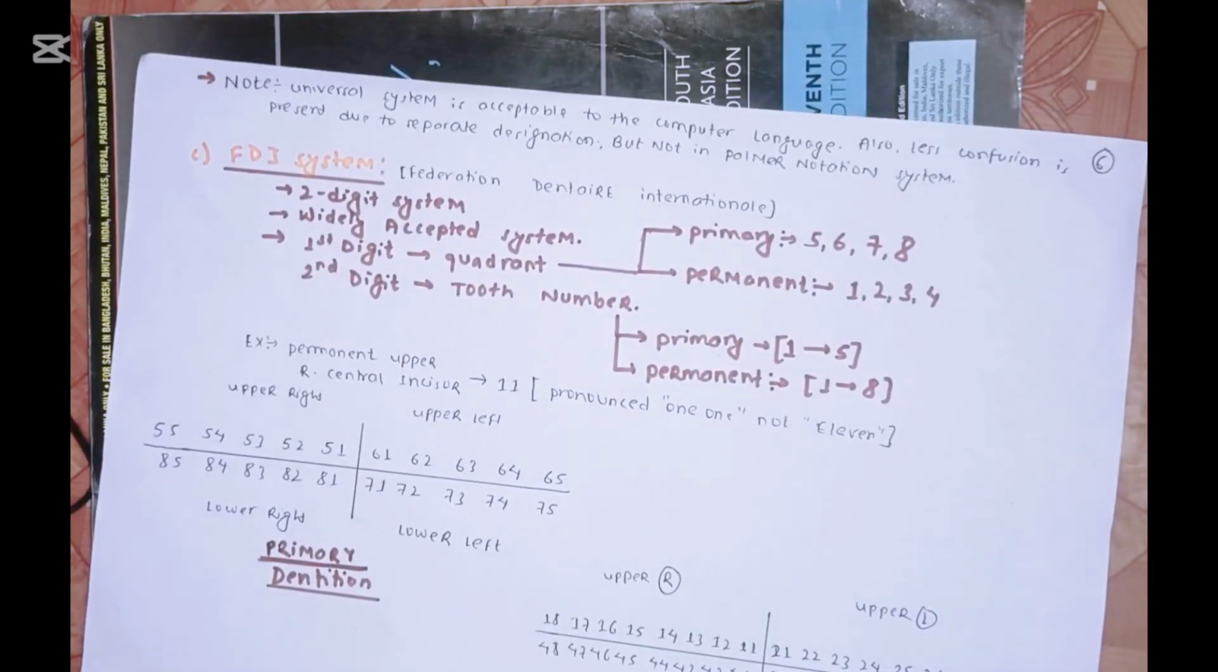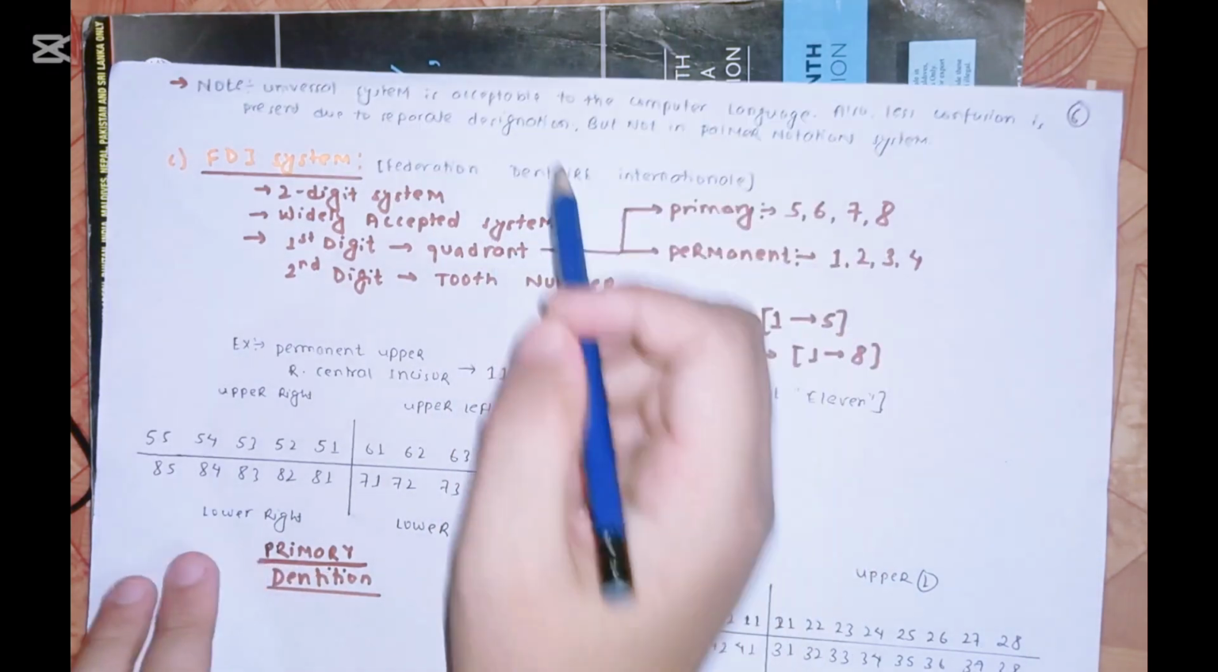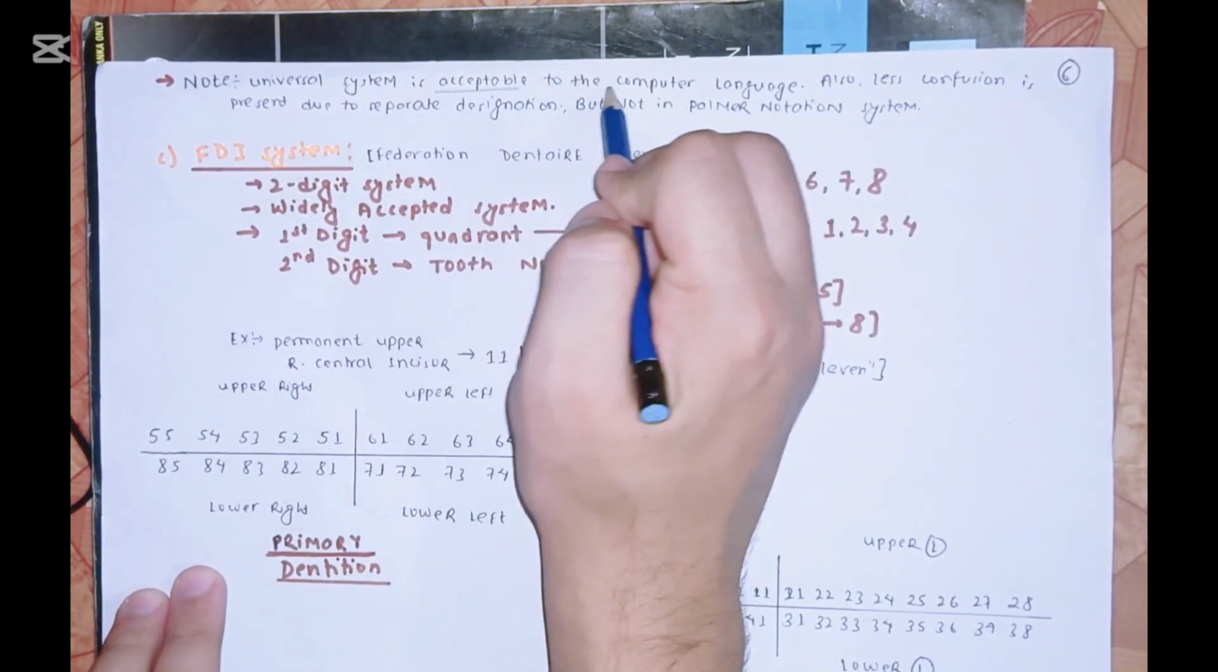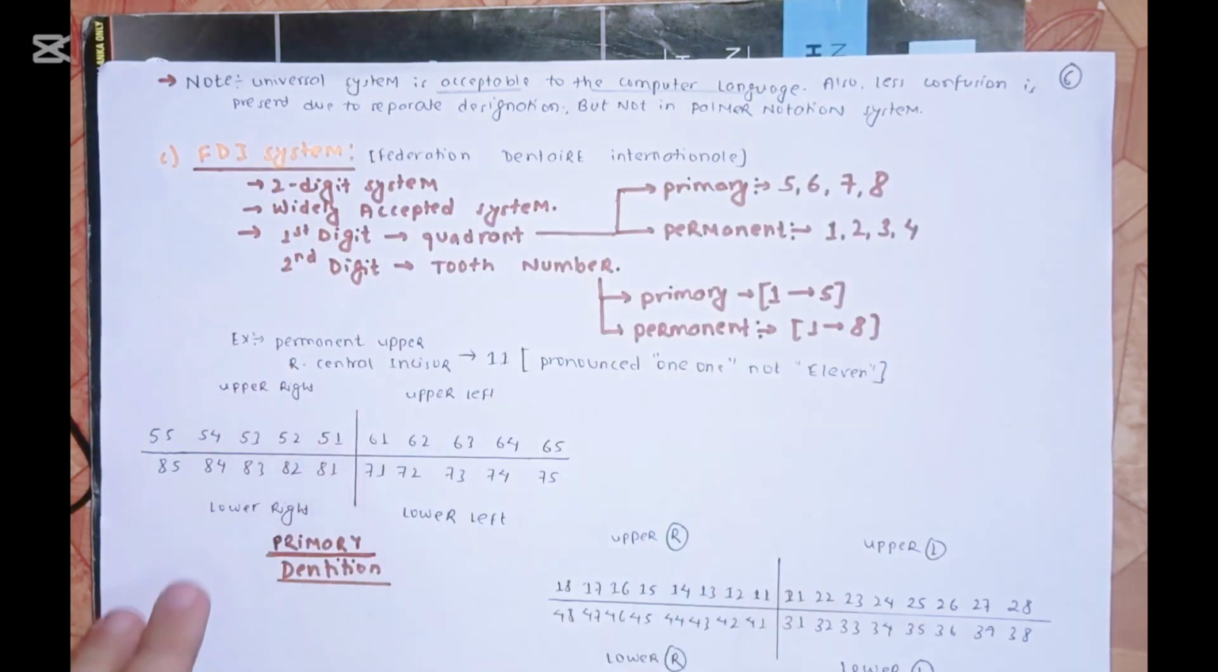Now one note for you all: the universal notation system is acceptable to the computer, to computer language. Also, less confusion is present due to the separate designation, but not in the Palmer notation system, as we have to draw a quadrant for the proper designation of any tooth in a dental arch.